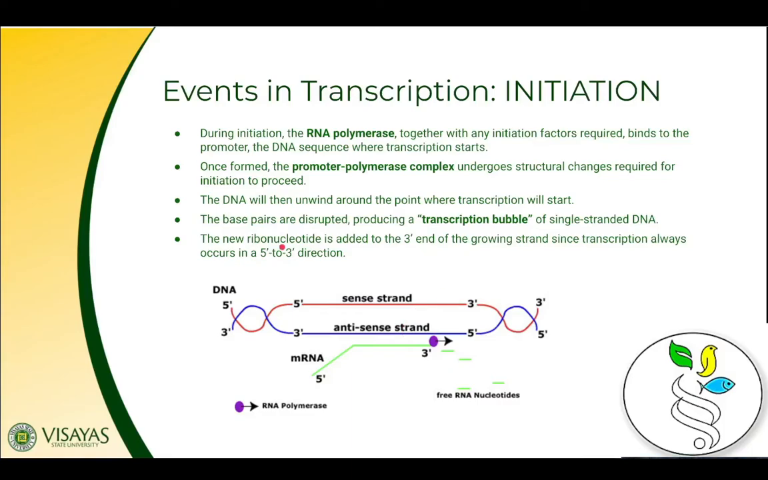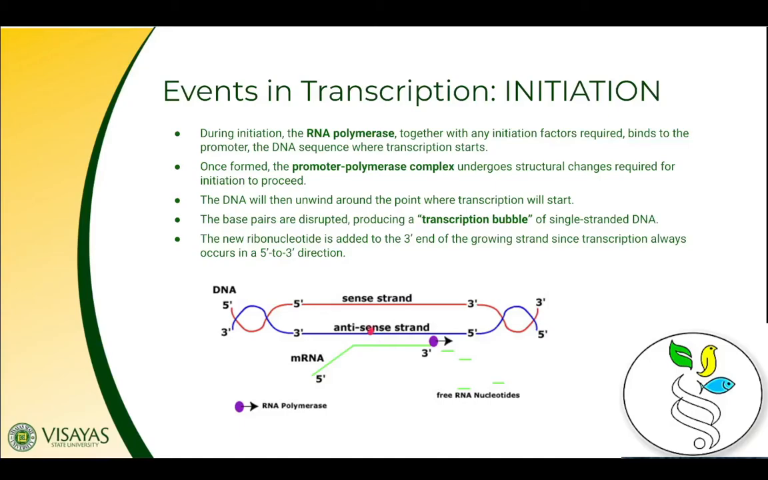The DNA will then unwind around the point where transcription will start. The base pairs are disrupted, producing a transcription bubble of single-stranded DNA. So the new ribonucleotide is added to the 3' end of the growing strand, since transcription always occurs in the 5' to 3' direction. So the one exposed should be the 3 prime so that a 5 prime will be added. Okay, so this is the direction of the synthesis. So you have here an RNA polymerase that synthesizes this.